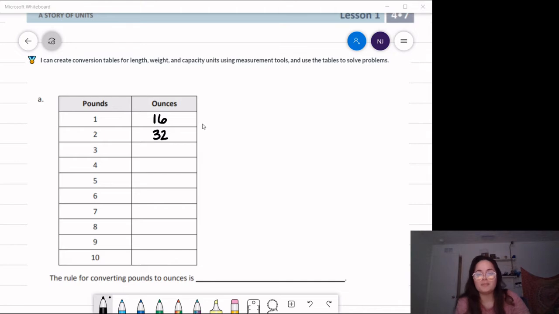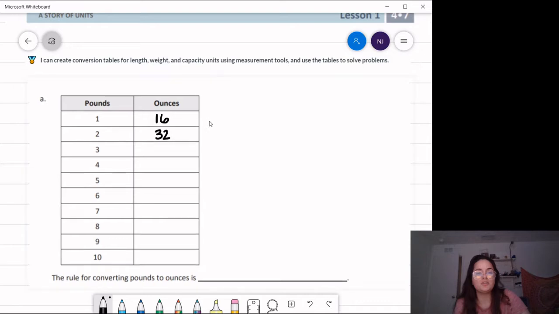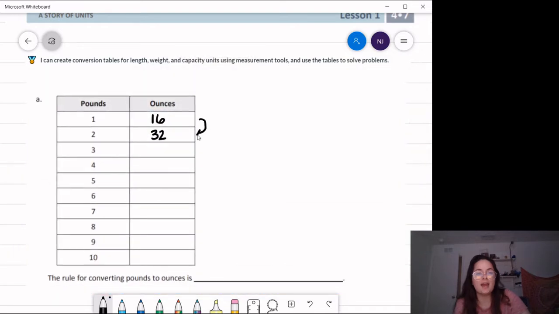All right, something tells me that you are ready to go over the answer. From 16 to 32, what we did was we added 16 onto 16 to get 32. So how many ounces would be in 3 pounds? If you said 48, then you would be correct, because we're adding 16 on from 32. There would be 64 ounces in 4 pounds.